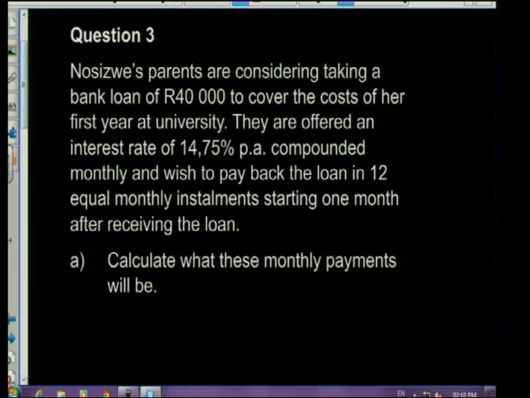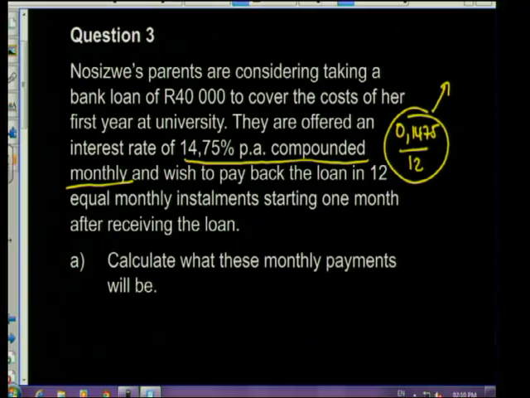That's really, really important. So we can see that the rate is a nominal rate. So we are allowed to take that rate and then divide it by 12. Remember that R is the interest rate per period. So if you're doing a monthly, it would be the interest rate per month. R is the interest rate per period. They're going to pay back the loan in 12 equal monthly installments. So the nice thing is I know what the N is going to be, starting 1 month after receiving the loan.